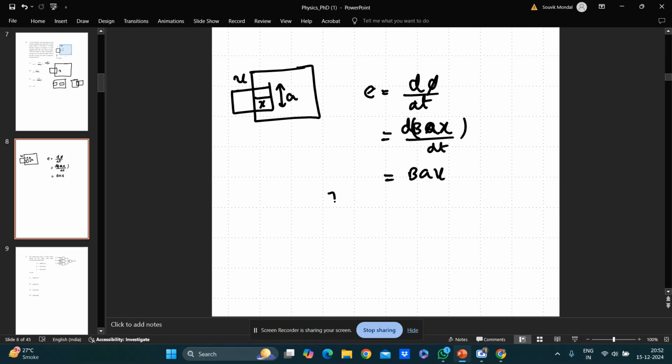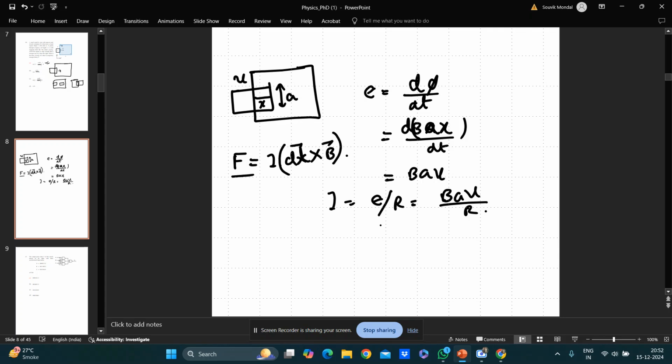So what is the current in this loop? I is E by R, which is equal to B A V by R. Now you know the law, that if current is flowing in a magnetic field in some direction, then force is equal to I dl cross B. Okay, so this is the force law.